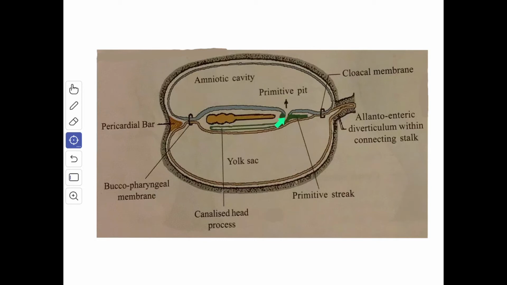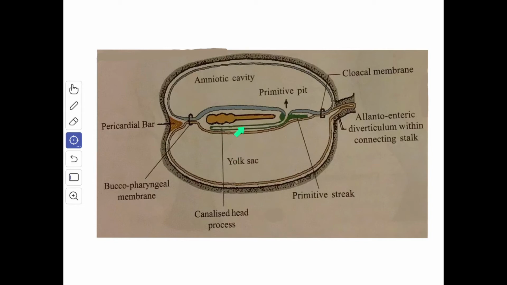The primitive pit is surrounded by a cord of cells that extends in a cephalic direction in a median plane from Hensen's node to the precaudal plate, and intervenes between the medullary plate or neuroectoderm and the endodermal layer of the roof of the yolk sac. So this is the precaudal plate. It extends up to the precaudal plate and intervenes between the medullary or neural plate and the endodermal roof of the yolk sac.